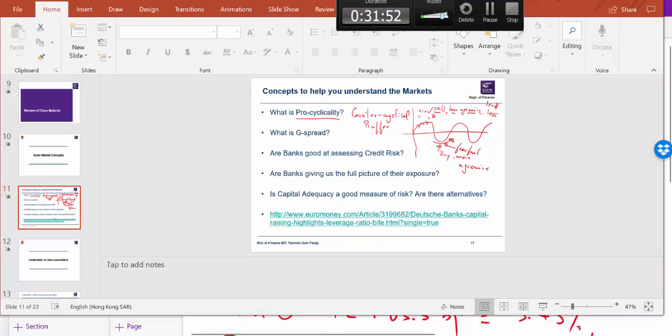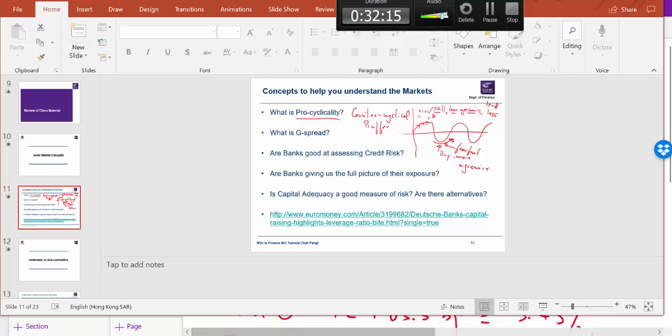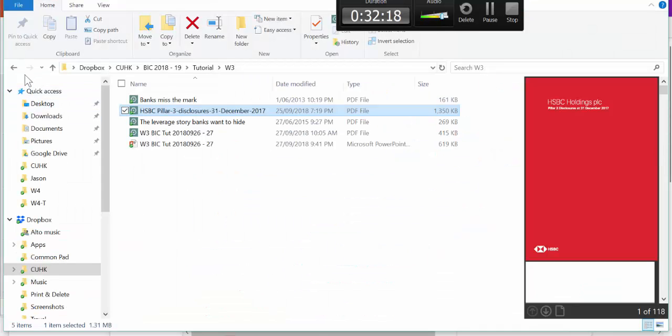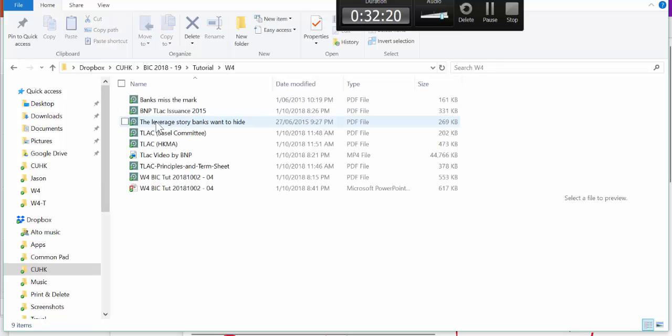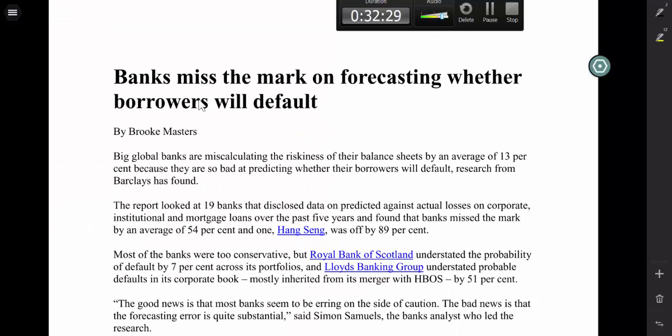Okay? Now, if you're okay with that, I thought I would draw your attention to a couple of things I picked up along the way. Are banks good at assessing credit risks? Well, they're in this business. So are they actually good at it? And I found an article in the Financial Times, which I am happy to upload. So here's a story written by Brooke Masters. I think this was a few years ago. I don't have the date on this thing.